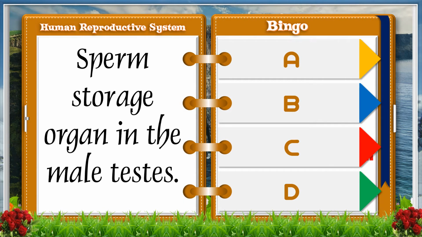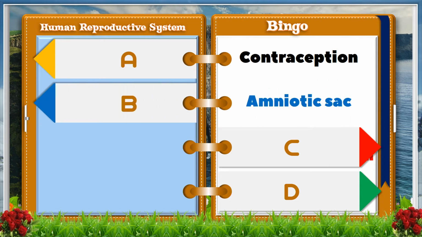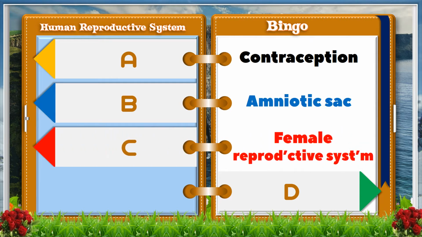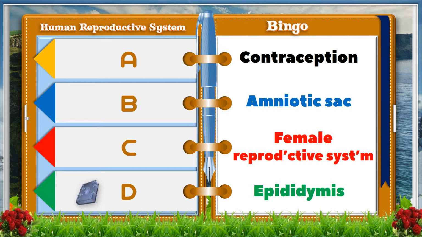Sperm storage organ in the male testes. A. Contraception. B. Amniotic sac. C. Female reproductive system. D. Epididymis. And the answer is D. Epididymis.